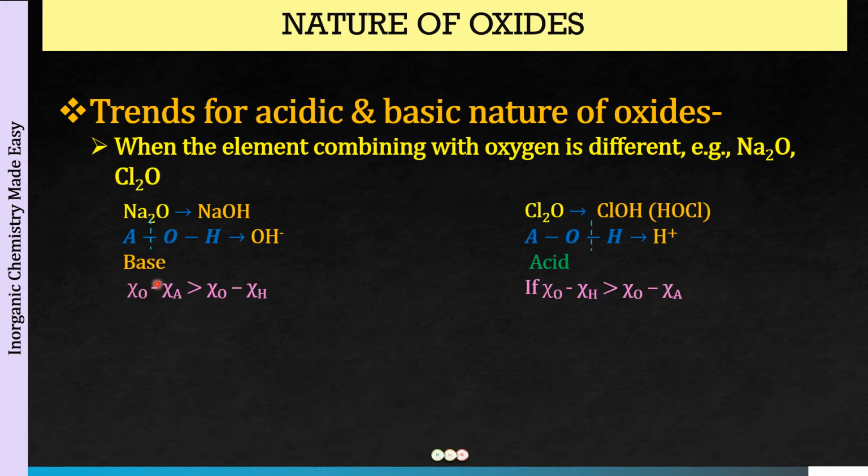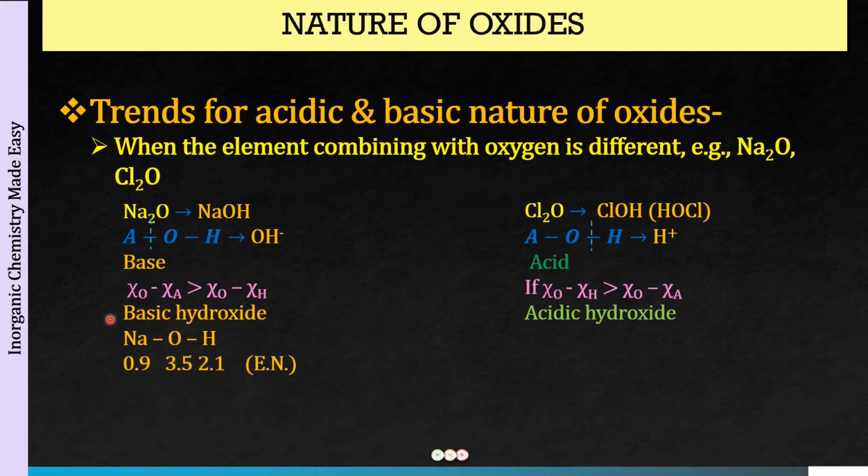Okay, now let us put this. So this is essentially a basic hydroxide when the electronegativity difference between oxygen and the element A is going to be more. When the electronegativity difference of oxygen and hydrogen is more, then it is going to be an acidic hydroxide. Let us put this now in the example that we have taken for NaOH.